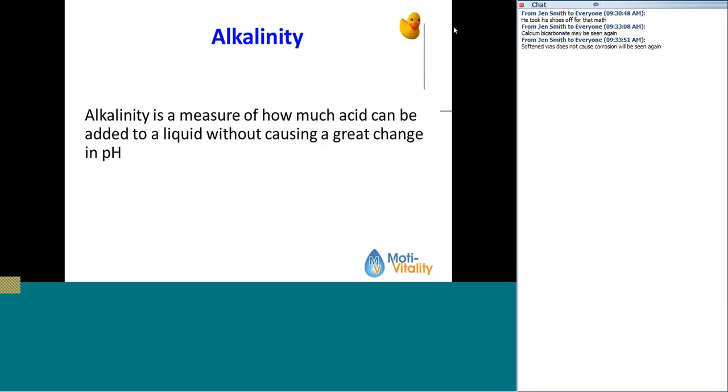Just to kind of explain, I think when we hear about these alkalinity systems, the Kangen units and all that stuff, the focus is on the higher pHs. But it's important to understand that alkalinity doesn't really have as much to do with the pH as it has to do with how much acid can be added without causing a great change in the pH.